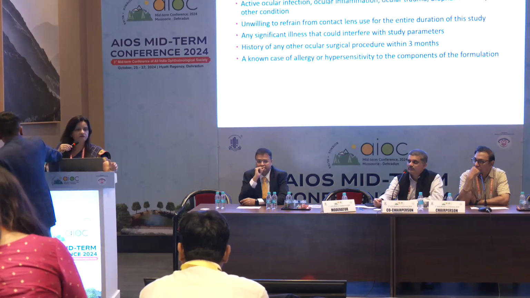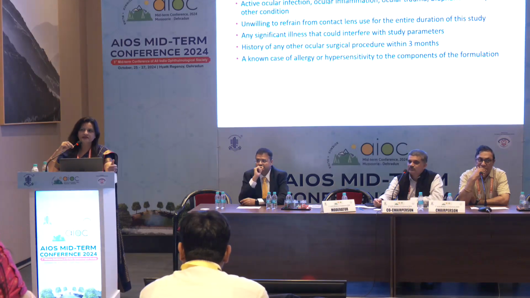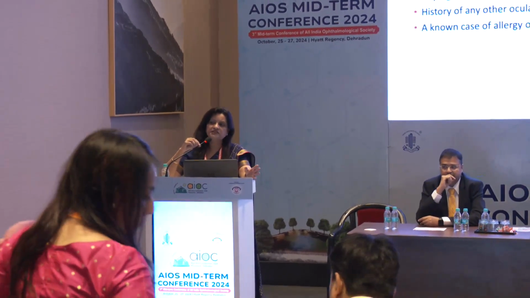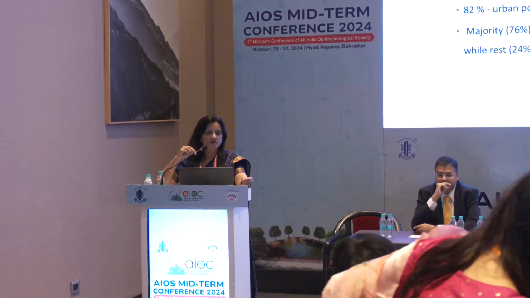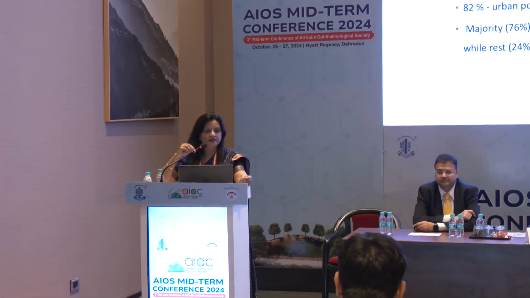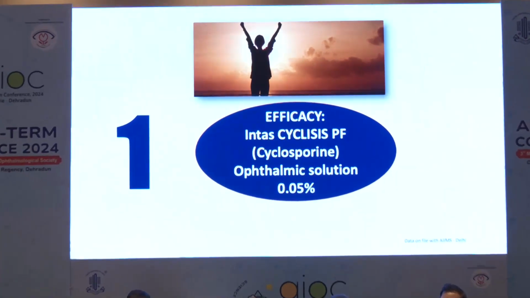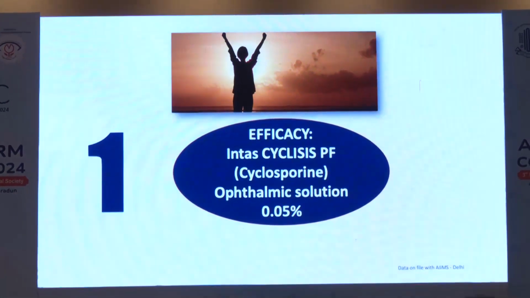So I think I've already talked about the exclusion criteria. Next slide, please. So there were 27 male patients, 23 female patients, and most of the patients were from urban population because that is our population which is generally there.